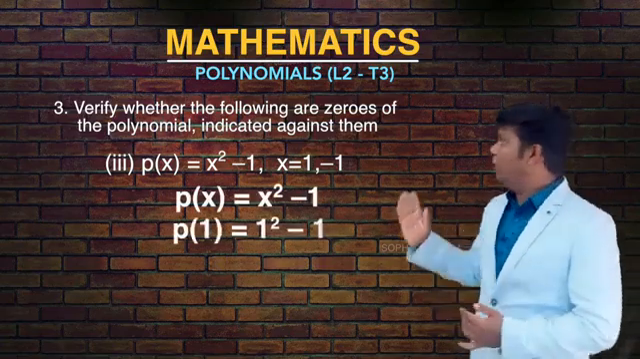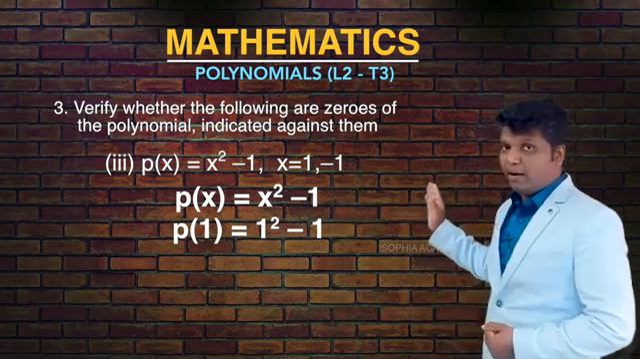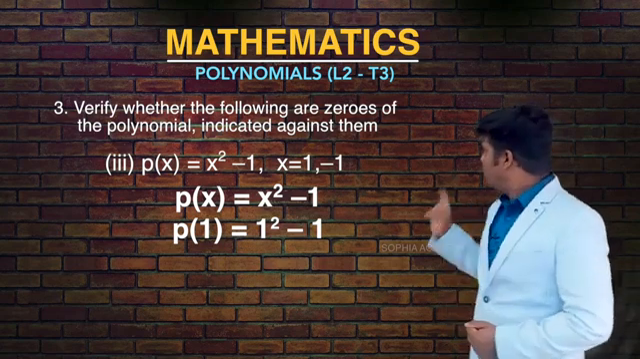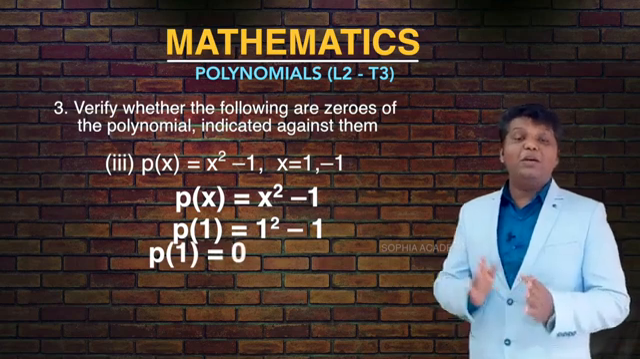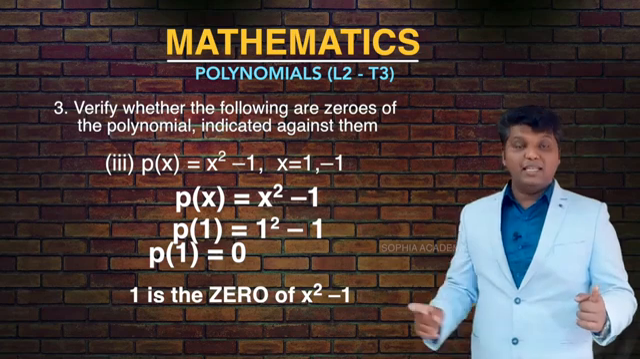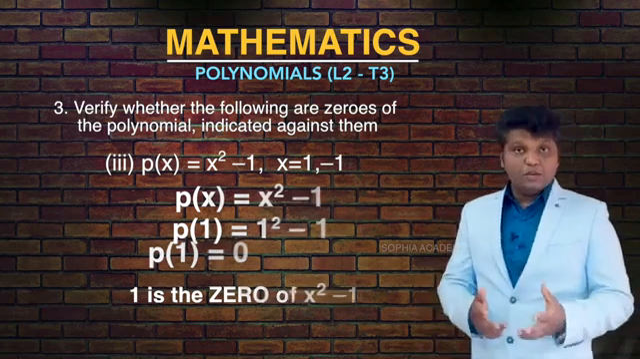So let us go for P of 1 first. P of 1 is equal to, instead of x we substitute 1, so 1 square minus 1. What is 1 square? It is 1 itself. So 1 minus 1. What is 1 minus 1? It's 0. So you got P of 1 as 0. So what will you say? 1 is a 0 of the given polynomial x square minus 1. That's all.